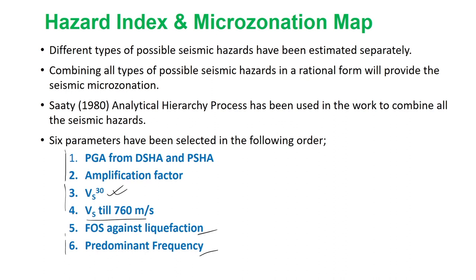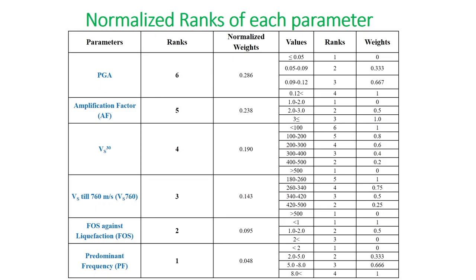Taking all these 6 parameters, one can assign ranks. Here we can see PGA should be given higher importance, because a higher PGA is going to affect more, and it is directly the effect of the earthquake on the particular site of interest. Second is amplification, which gets the next higher rank, then stiffness of the medium, then depth to the 760 meters per second medium, then factor of safety, then predominant frequency. Again, these are the actual weights.